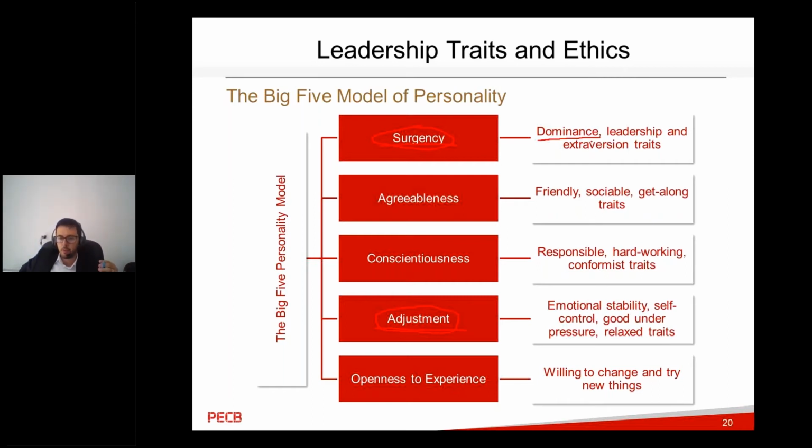There are certain people who simply do not want to lead other people. They just want to follow others and deal with leaders, so not be the leaders themselves, but deal with the leaders. So the main traits related to surgency or extraversion are the dominance that we discussed, leadership, and extraversion traits, which complete this personality dimension.